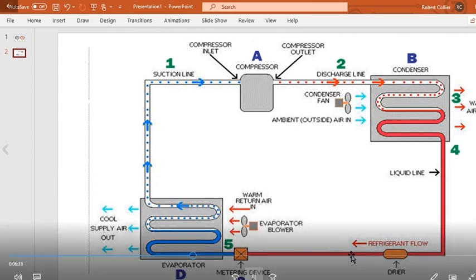As it keeps running, it runs into the metering device. Now, it depends on the type of metering device. This could be a fixed metering device, capillary tubes, or a thermal expansion valve. Most units nowadays have a thermal expansion valve. If it doesn't have that, then it has a fixed metering device, which is a little piston.